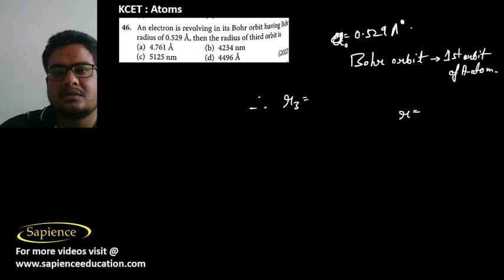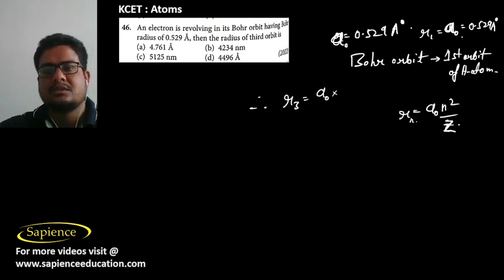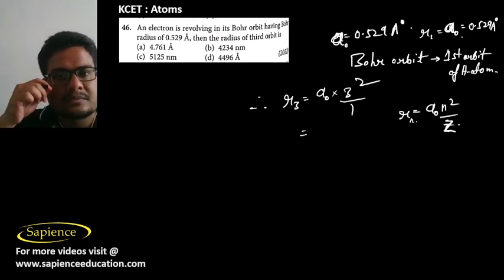You know that r is equal to a0 n square by z. So for hydrogen, z is equal to 1, Rn is equal to a0 n square by z. So r3, the radius of the third orbit, is equal to a0 into, so r1 is equal to a0, which is the radius of the first orbit, that is equal to 0.529 angstrom. And r3 is a0 into 3 square by 1, so that will be equal to 9 a0.